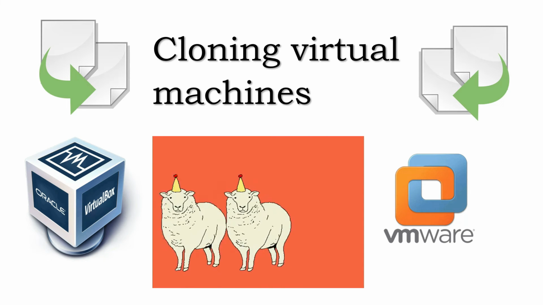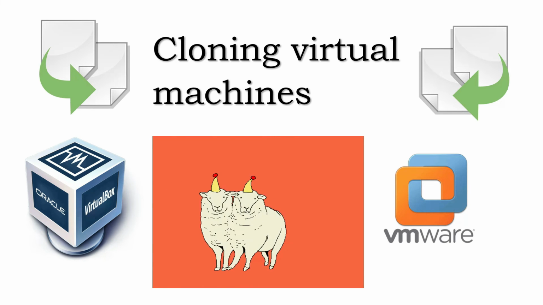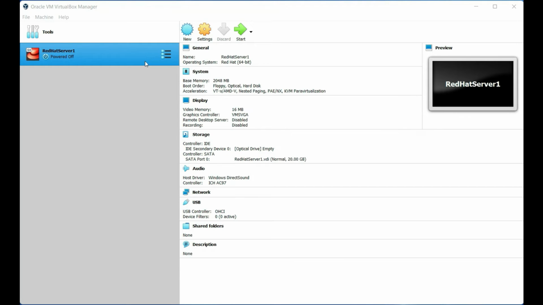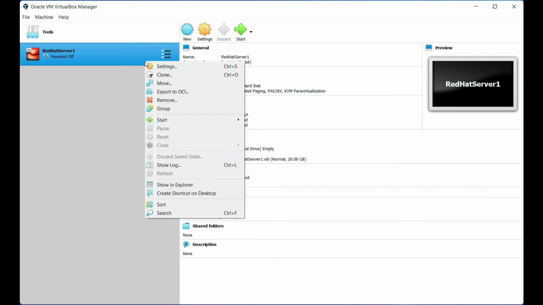As discussed earlier, for the RHCSA or RHCE lab, we need at least 2 virtual machines with RHEL installation. We have created one virtual machine and have installed RHEL on it. By cloning this virtual machine, we can prepare the second virtual machine with RHEL installation in a few minutes. To create the clone, select the virtual machine from the left pane, right-click, and click the clone option.